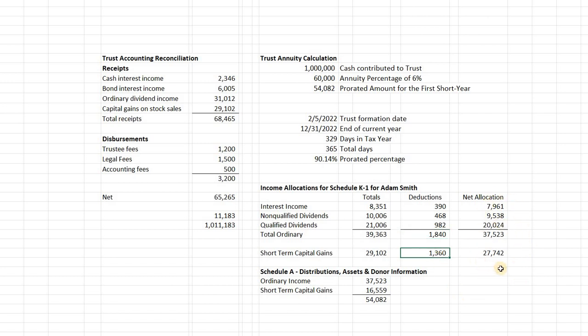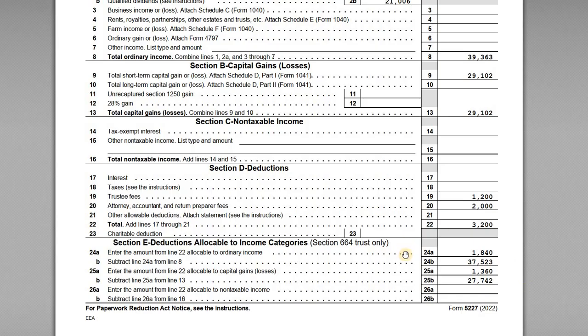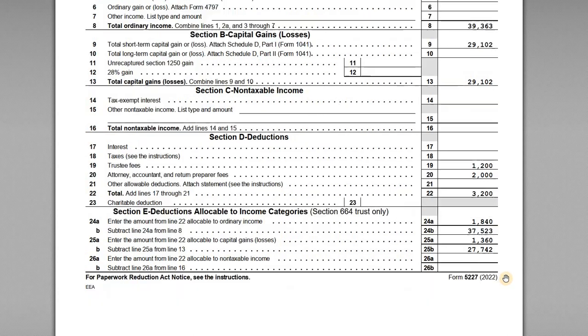And so the net amounts of income that are going to be available for distribution to the beneficiary are these totals, right? So that's how we figure out that page 1, section E calculation. All right, so once that's done, then you can move on to page 2.